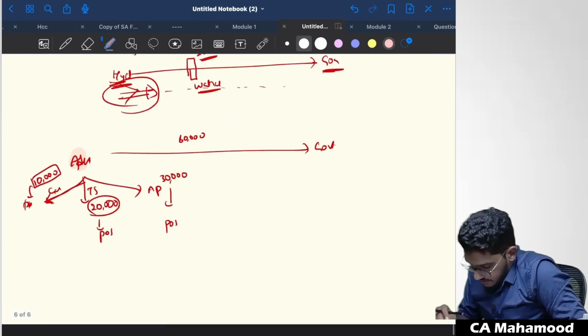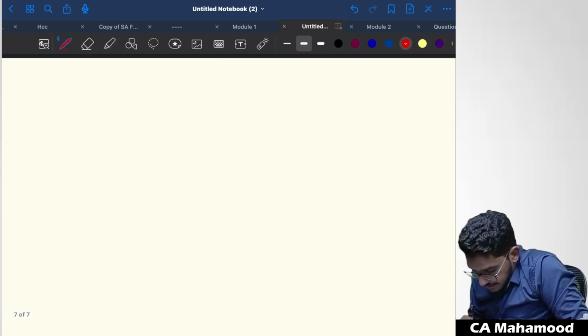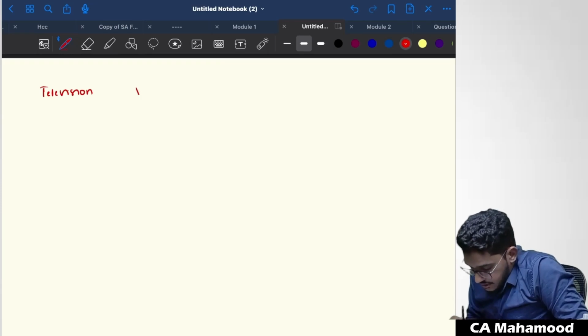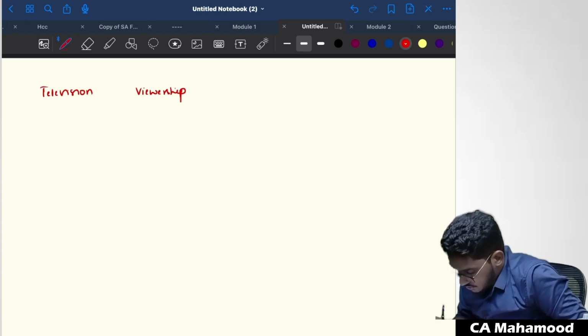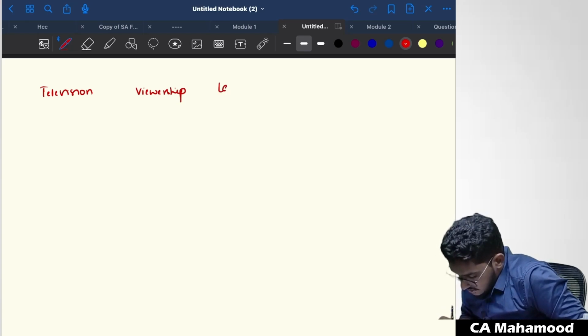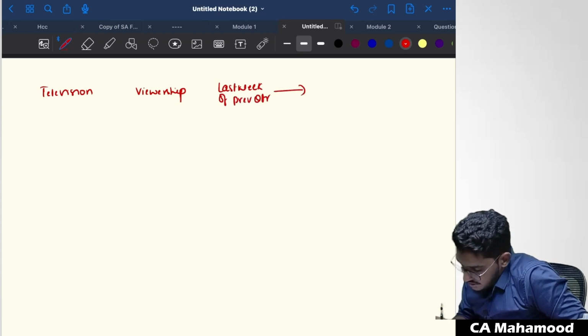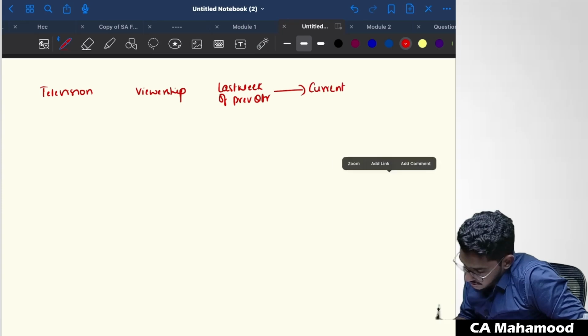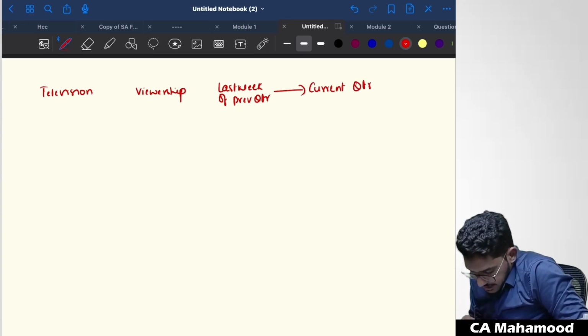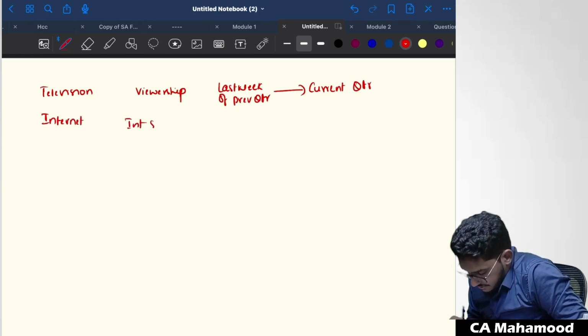Yes. So what they are trying to say here is three things. Number one, television, you have to divide it on the basis of viewership. Which data you have to use? Last week of previous quarter. You have to use it for the current quarter. Okay. Next comes internet. You have to divide it on the basis of internet subscribers.